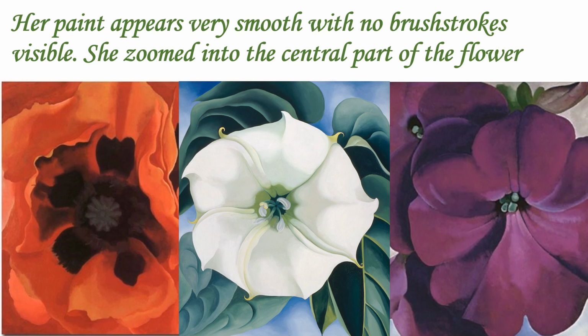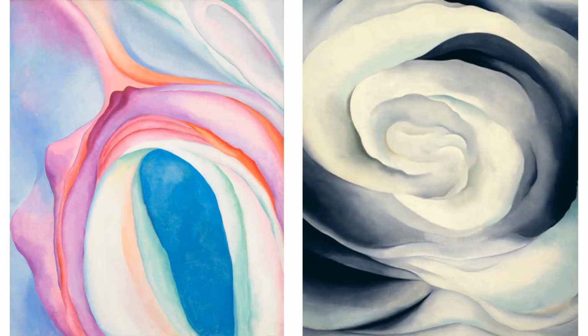And she zoomed into the central part of the flower, almost like looking through a magnifying glass, just at that central part. Sometimes she zoomed in so much that they wouldn't even look like flowers anymore, they would look like something else.